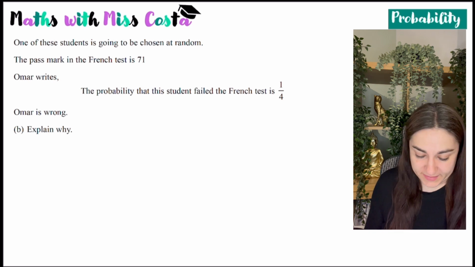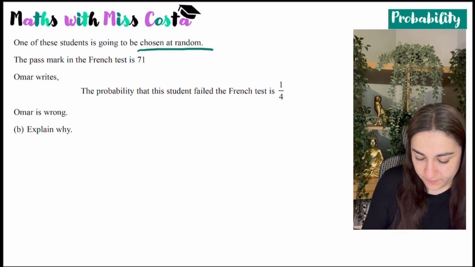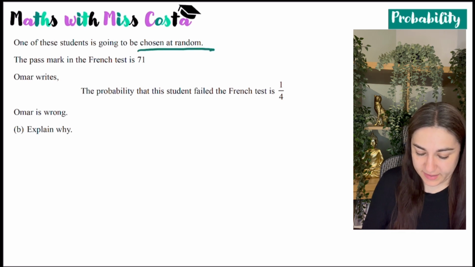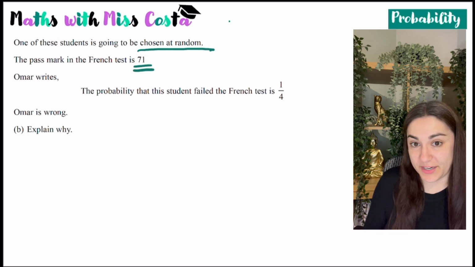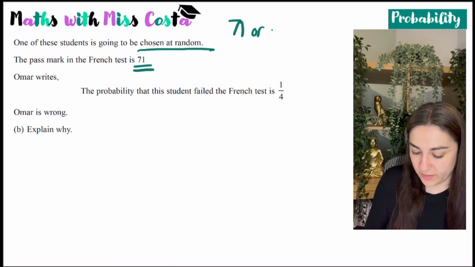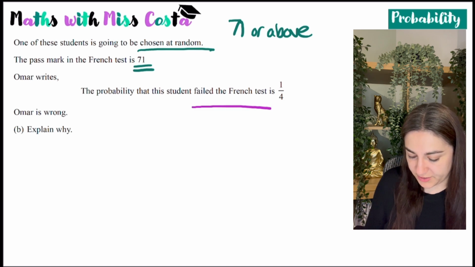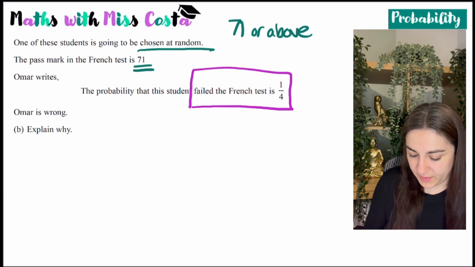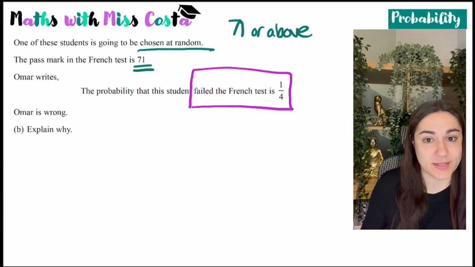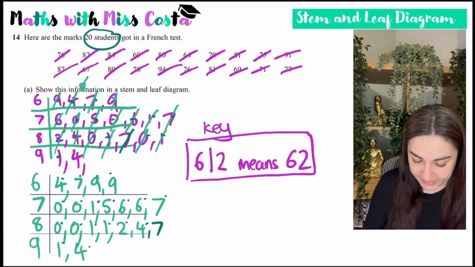Then told that one of these students is going to be chosen at random, and the pass mark in the French test is 71. So to pass, you need to get 71 or above. Omar writes, the probability that the student failed the French test is 1/4, but that he is wrong. Explain why. Well, let's figure out what the actual probability is.